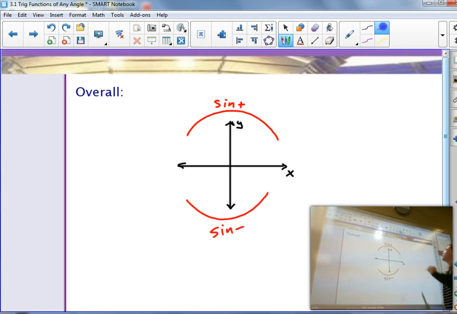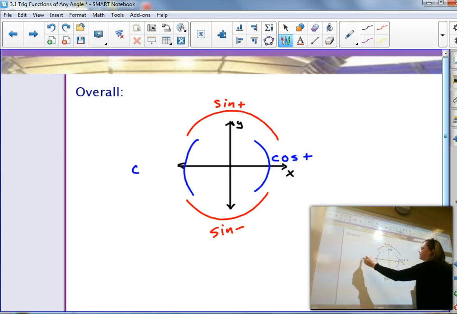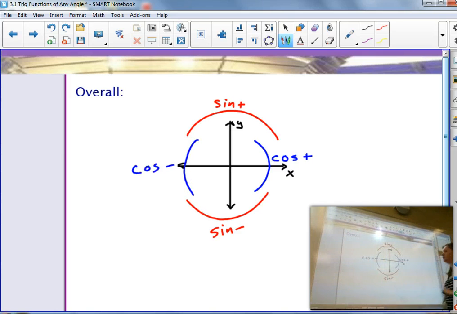Where was the cosine positive? First and fourth, good. So in the first and fourth, the cosine was positive. Where was the cosine negative? The other two, which is two and three. So the cosine is negative over here.